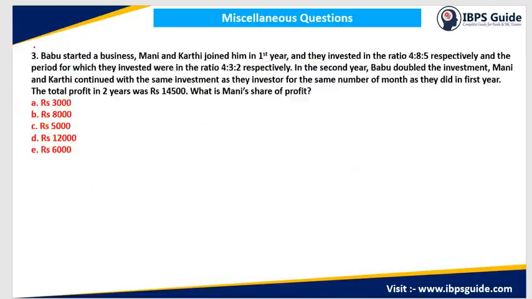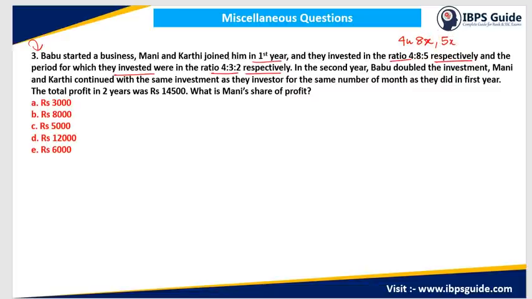Next question, देखते हैं. So third question is, Babu started a business. Mani and Karti joined him in first year and they invested in the ratio 4:8:5 respectively, and the period for which they have invested were in the ratio 4:3:2 respectively. Okay. So I can assume that कि अगर उनका investment का ratio यह है, so I will assume that Babu has invested 4x, Mani has invested 8x and Karti has invested 5x.